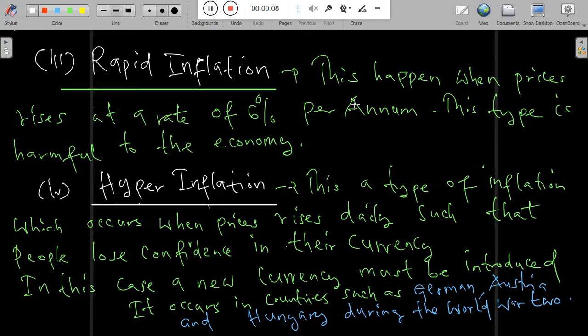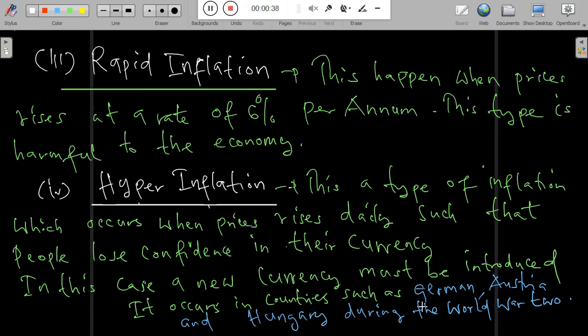The third one is rapid inflation. This happens when the price rises at a rate of 6% per annum. This type of inflation is harmful to the economy. We also have another type according to rate, that is hyperinflation. This is a type of inflation which occurs when prices rise daily such that people lose confidence in their currency. In this case, a new currency must be introduced.